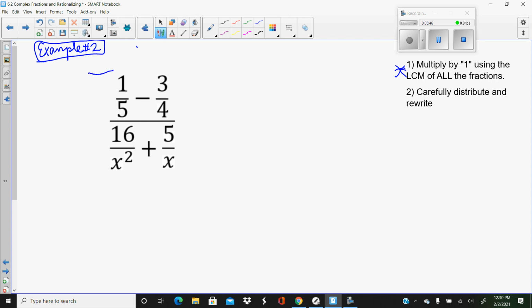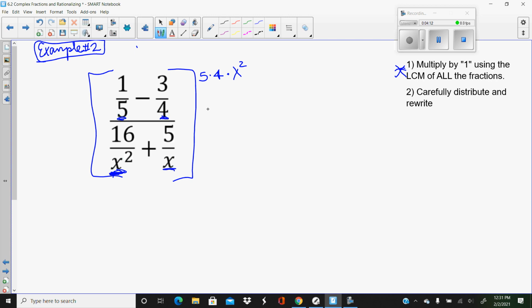So what we're going to do is take this entire fraction and check out every denominator. Here's my 5. Okay, I'm going to have 5 in my giant 1. Here's a 4. I've got to include a 4. All right, here I have an x squared and here I have an x. So I have to use x squared because I can't have anything be left alone. Okay, I need to have eventually this x squared right here able to cancel.